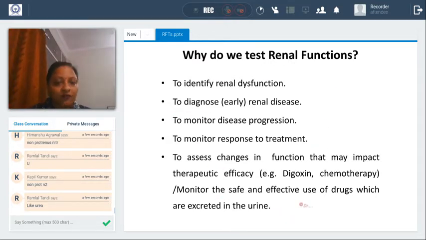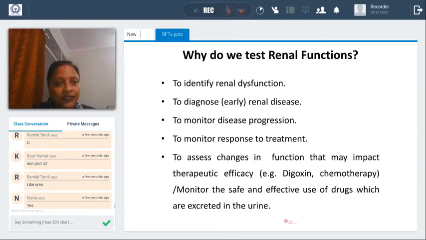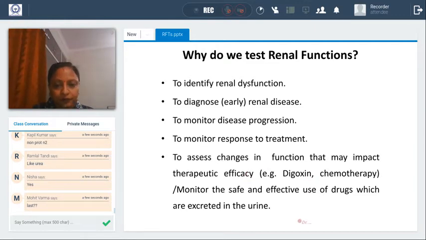Why do we test renal functions? Do you understand this? Dear students, these LFT and RFTs, liver function test and renal function test, are equally important for your practical examinations. So please read these slides and this material carefully. So why do we test renal functions? To identify renal dysfunction, for the diagnosis, for the monitoring of disease progression, and for the monitoring of response to treatment.